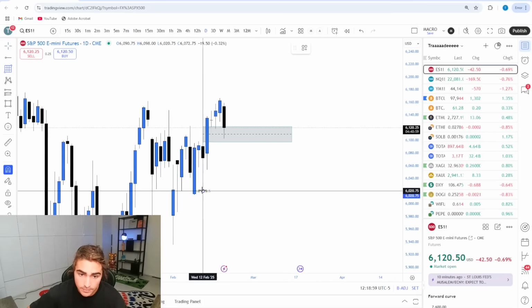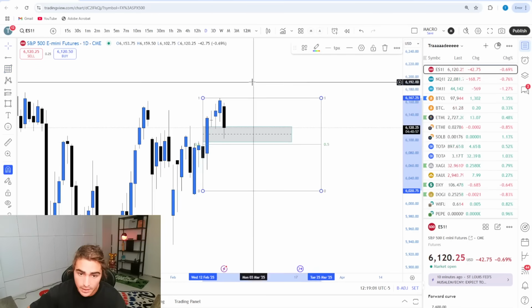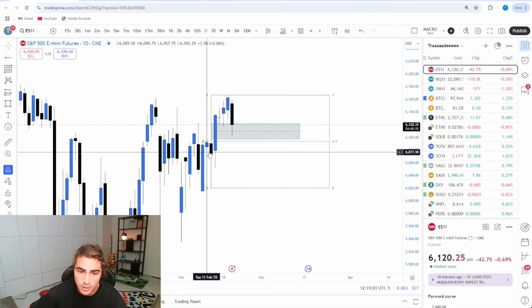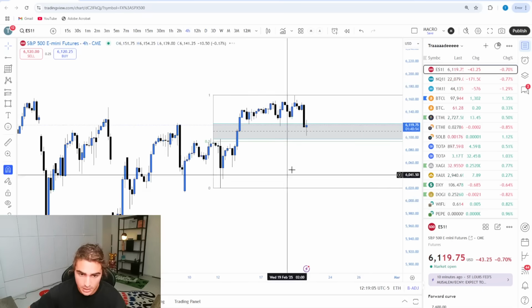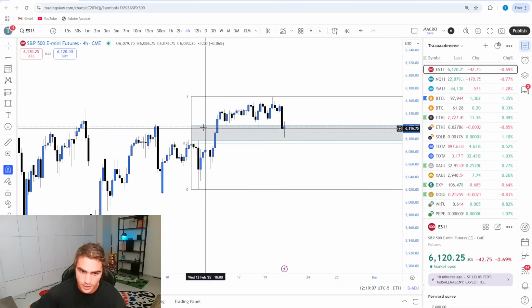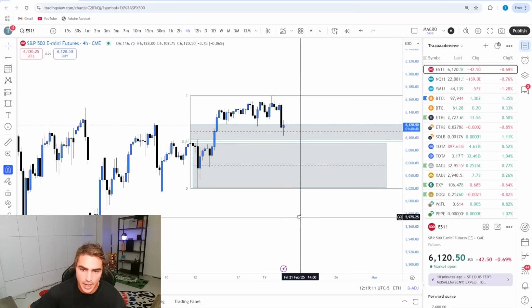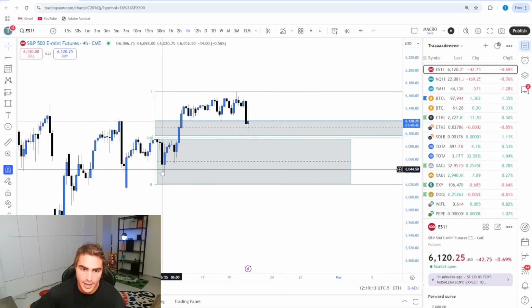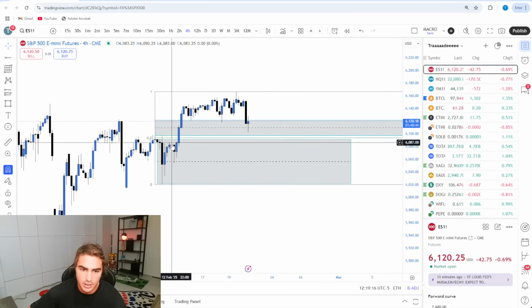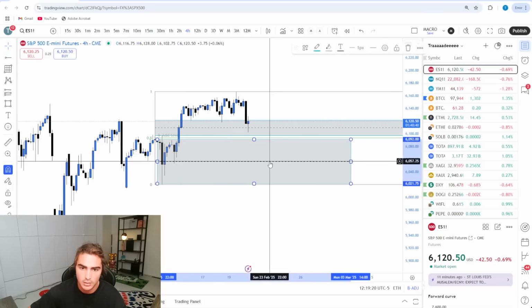We have equilibrium. You could probably find like some sort of 4-hour order block, 4-hour breaker block, whatever. Oh yeah, we do. Boom. 4-hour order block, literally right at equilibrium. We have the breaker right here, pretty much same area as the order block. Boom.